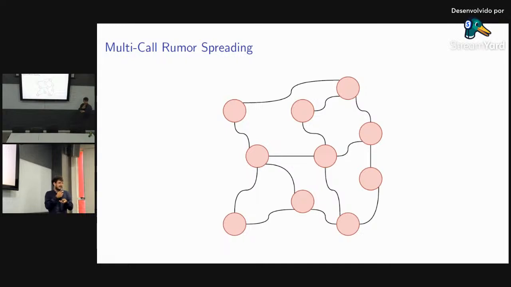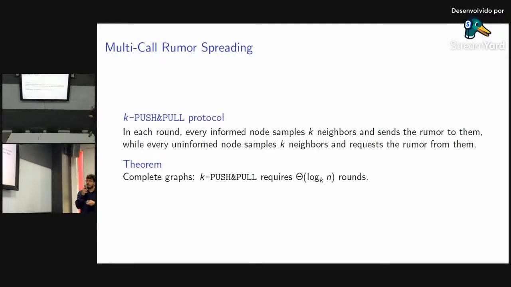But what we want to analyze is how much faster and what's the trade-off between this K and the time. So how this number K has an impact on the spreading time of the rumor. And what we prove as a sort of first result is to analyze basically the process on complete graphs.